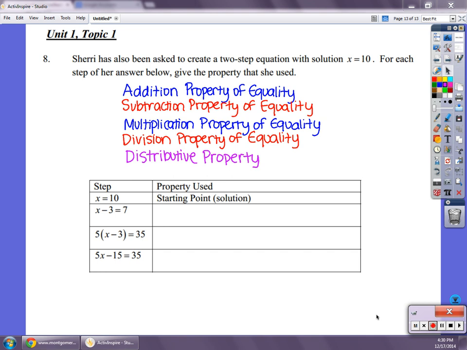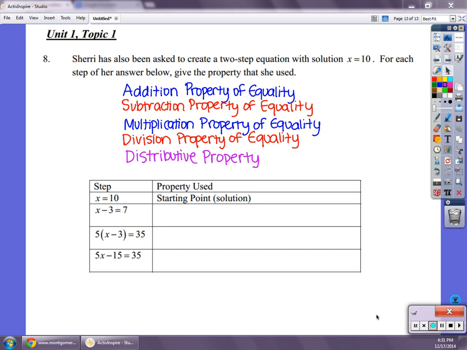We are going to be completing Unit 1, Topic 1, Number 8 from our Algebra 1A review packet. We're still with Sherry here for problem number 7, and as you can see, I copied that list of properties of equalities because we're going to need those again. Let's read. Sherry has also been asked to create a two-step equation with solution x equals 10. For each step of her answer below, give the property that she used.